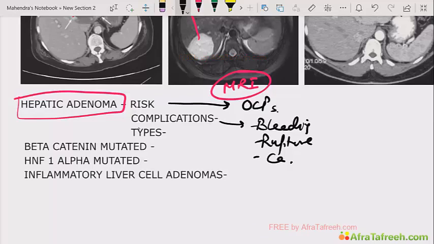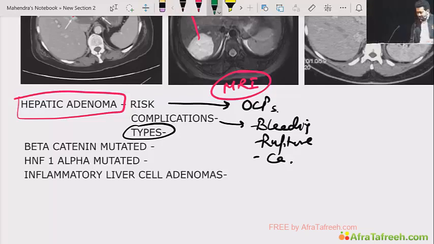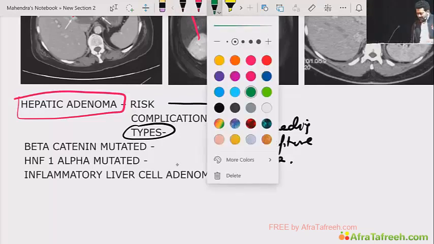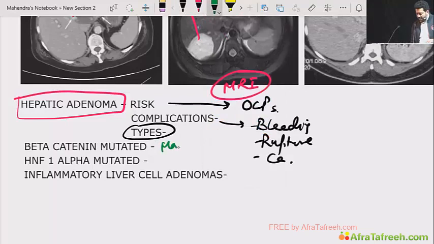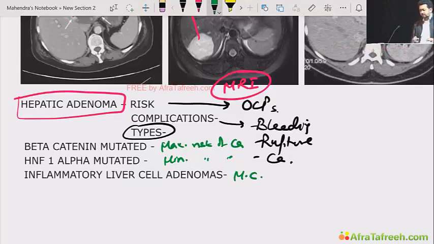Okay, and these are the different types. So in these types, beta-catenin mutated has the maximum risk of cancer. HNF alpha, minimum risk of cancer. And inflammatory is the most common type. Okay, so the most common type, maximum risk of malignancy and minimum risk of malignancy. These are the important things about the benign liver tumors.